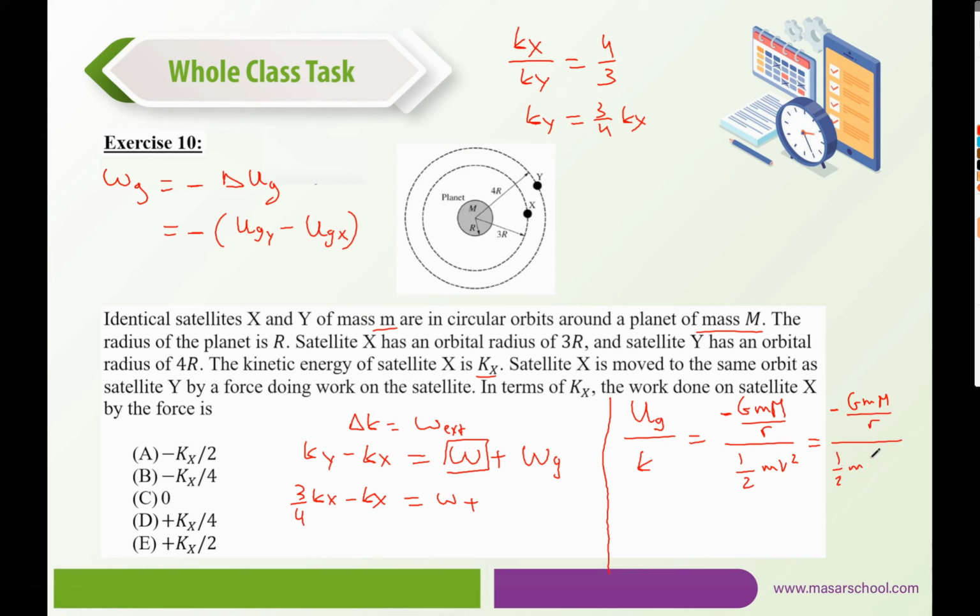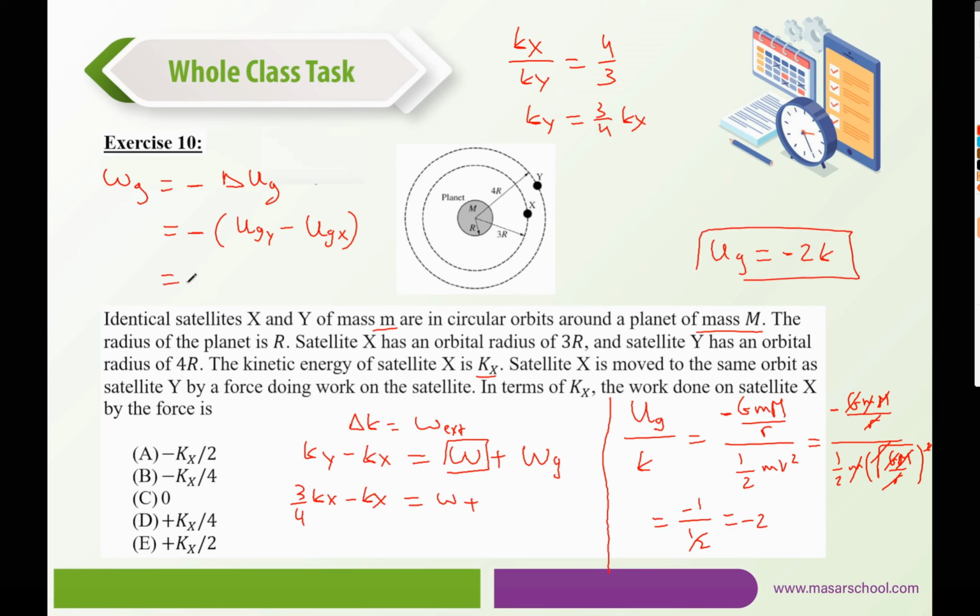So the square root of G central mass divided by R to the power of 2. This cancels with this. Mass cancels with mass, central mass cancels with central mass, G with G, R with R. That would be minus 1 over half, which is basically minus 2, which means that UG equals minus 2 the kinetic energy.